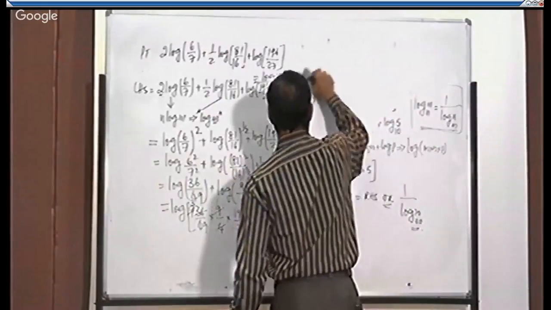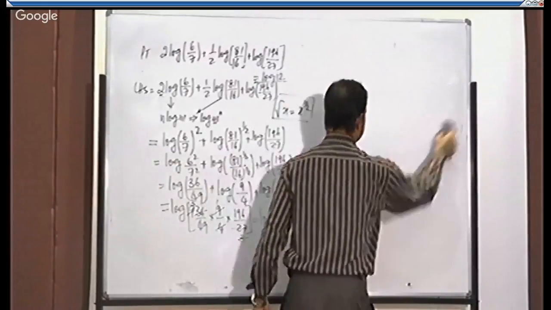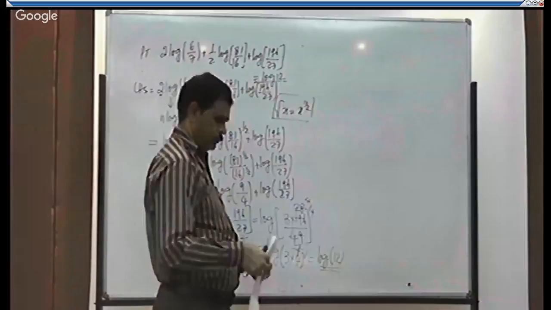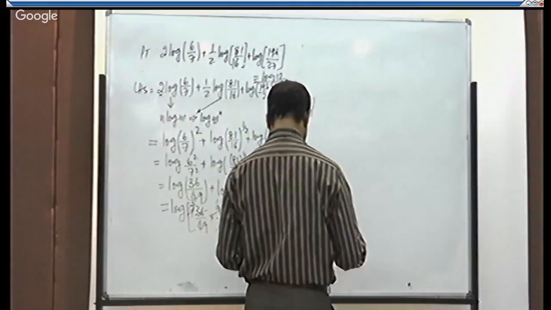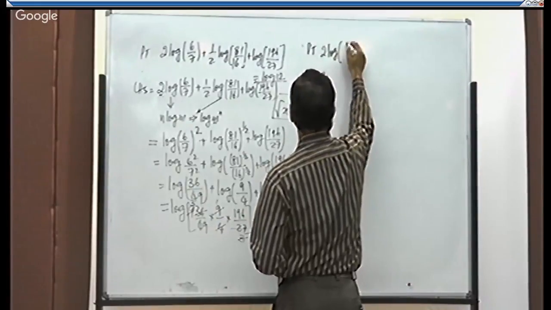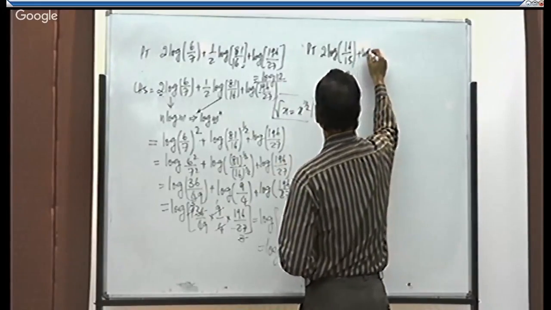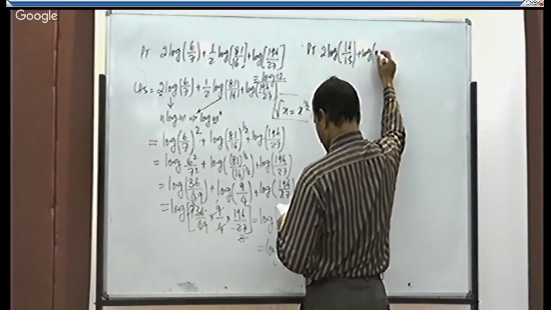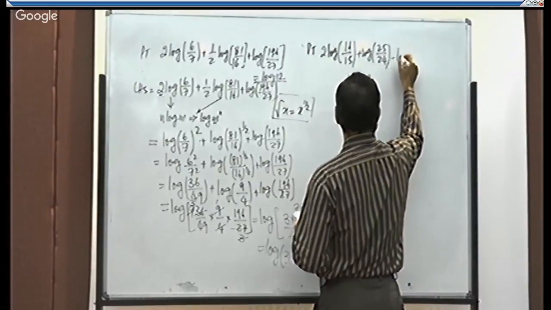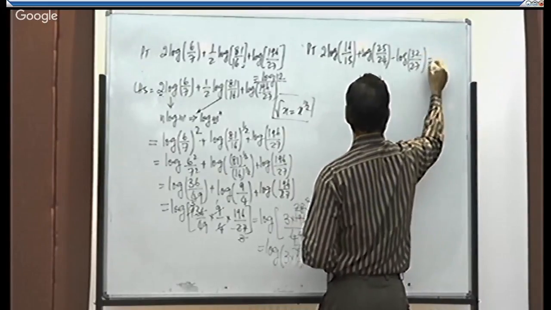Take one more problem of the same type. Prove that 2 log of 16 divided by 15 plus log of 25 divided by 24 minus log of 32 divided by 27 is equal to 0.